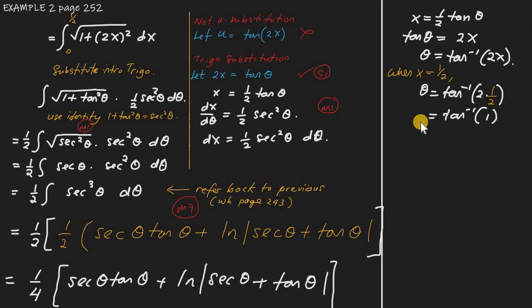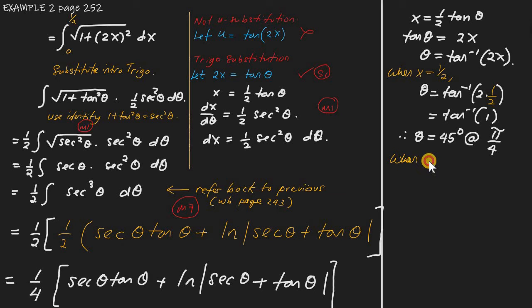Tangent theta is 1, so theta you can just plug it in your calculator, or from our previous work, it is a 45-degree angle. Please write it in terms of the real number value, in terms of radians. It's pi on 4. That will be for the upper boundary.